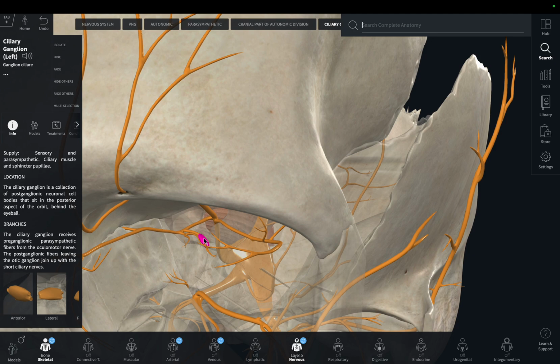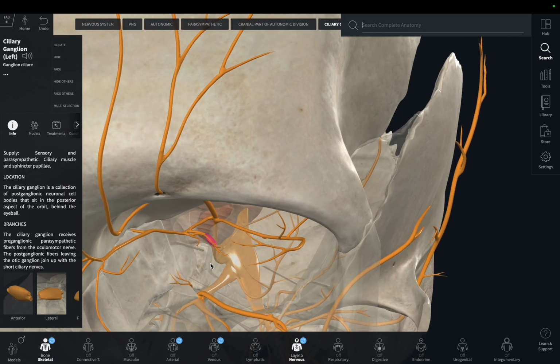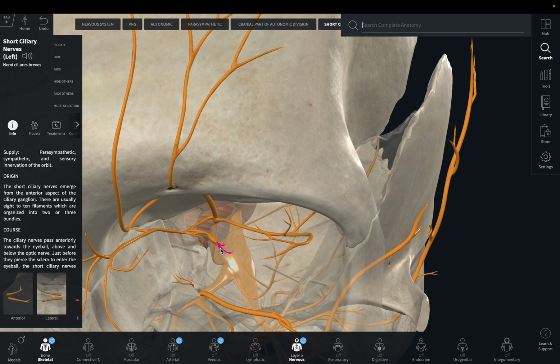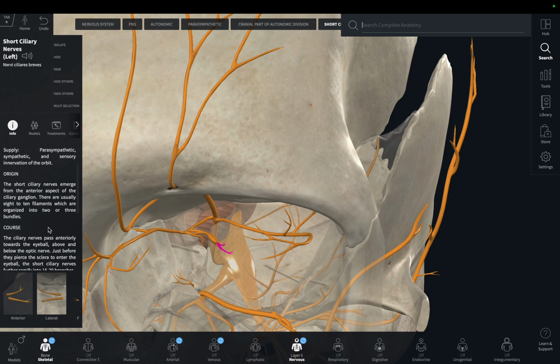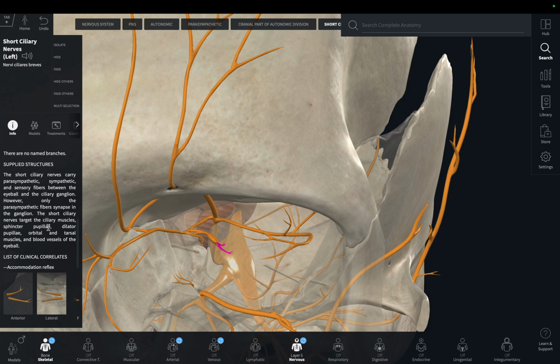The ciliary ganglion receives preganglionic parasympathetic fibers from the oculomotor nerve, or cranial nerve 3. The postganglionic fibers leaving the ciliary ganglion also join up with the short ciliary nerves, which come out of the ciliary ganglion. The short ciliary nerves carry parasympathetic, sympathetic, and sensory fibers between the eyeball and the ciliary ganglion. They target the ciliary muscles, sphincter pupillae, dilator pupillae, orbital and tarsal muscles, as well as blood vessels of the eyeball.